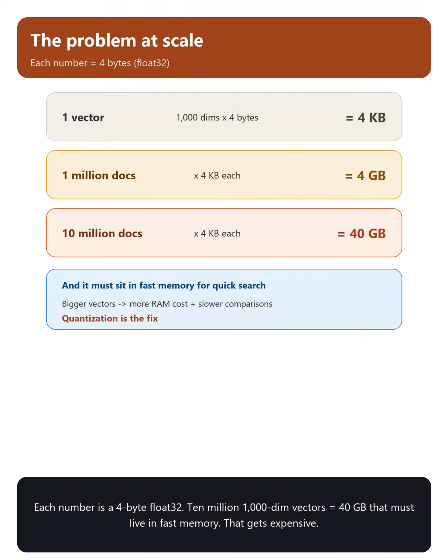Now the problem. Each of those numbers is usually stored as a 32-bit floating point value. That is 4 bytes per number. A single embedding with 1000 dimensions takes 4 kilobytes. That sounds tiny, until you have 10 million documents. Suddenly you are storing 40 gigabytes of vectors, all of which need to sit in fast memory for search to be quick. Memory is expensive, and bigger vectors also mean slower comparisons. This is where quantization comes in.